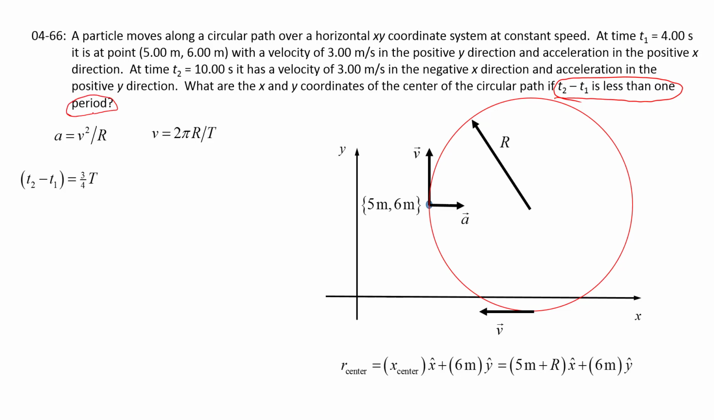Well, you see, it's possible that this thing, if it was here at t equals 4 seconds, went around once and again before it ended up here at 10 seconds. So it's possible that it's not just 3/4 of a circle, but the fact that it says T2 minus T1 is less than 1 period allows us to write this formula down in that fashion.